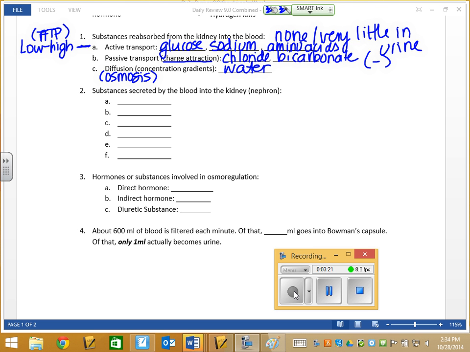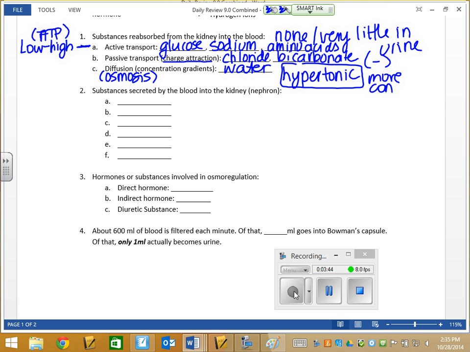Does anyone want to ask any questions about what active or passive transport is, or about any of those substances? A word that I used yesterday that isn't on this sheet, but that I'll just mention, is the idea of hypertonic. Hypertonic means more concentrated. And water will always move to a hypertonic area.